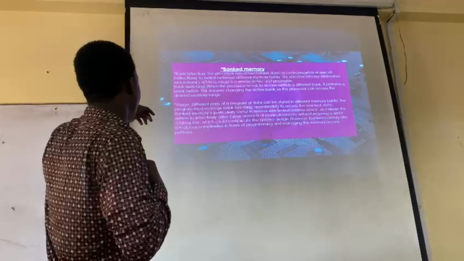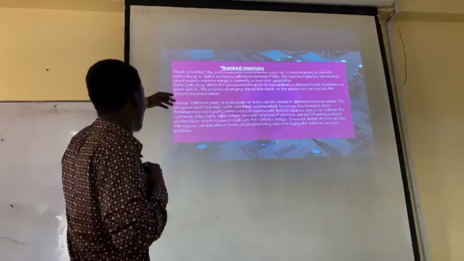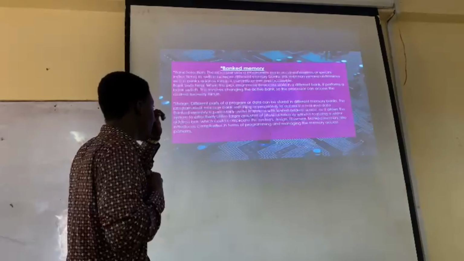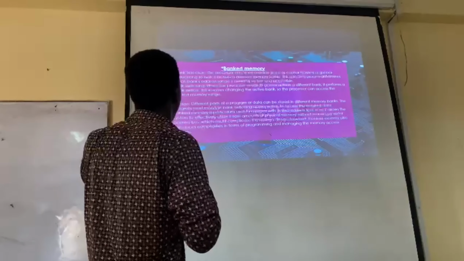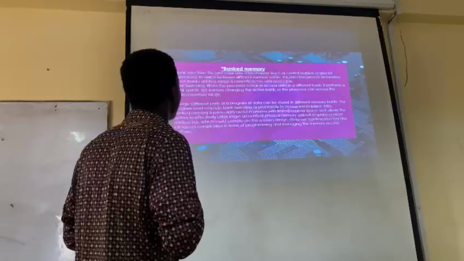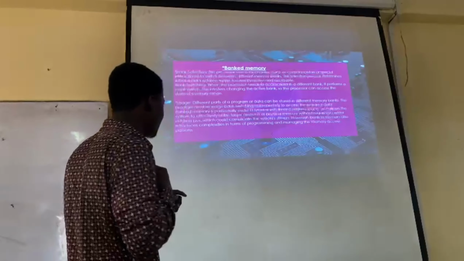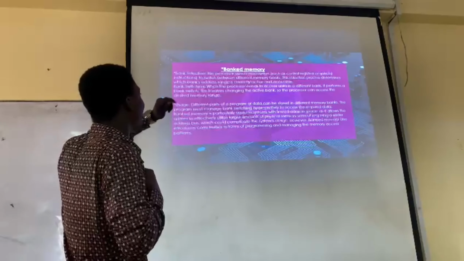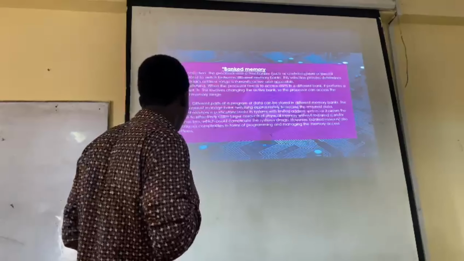Bank selection. The processor uses a mechanism such as a control register or special instruction to switch between different memory banks. The selection process determines which bank address range is currently active and accessible.